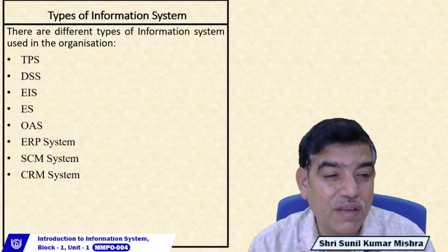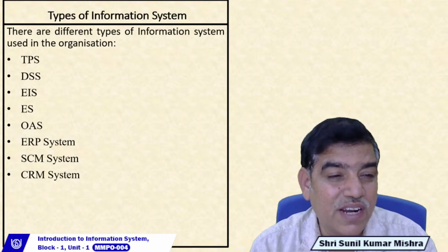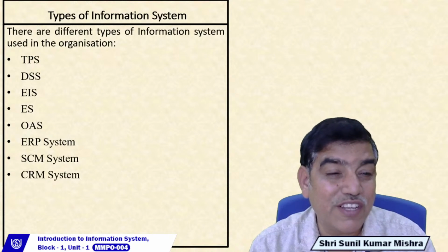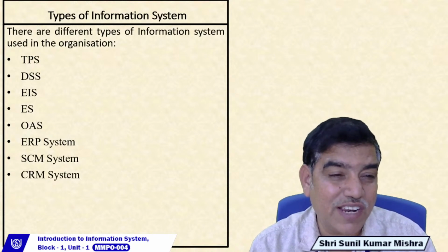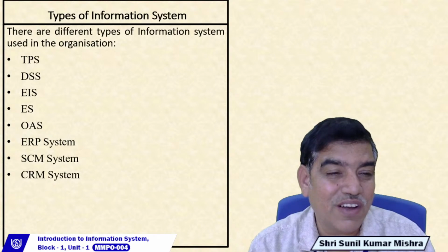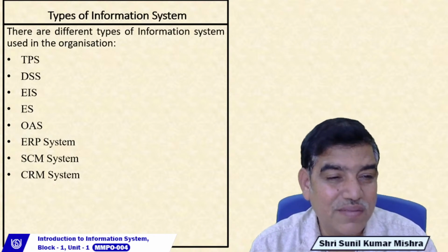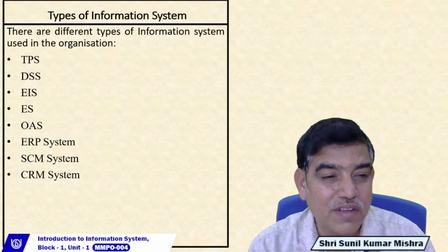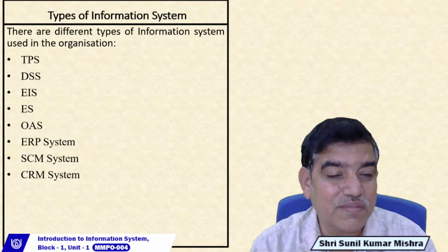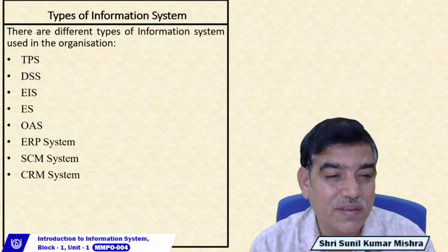Then MRP1 was developed and new software came, called MRP2. MRP2 stands for Manufacturing Resource Planning. In a manufacturing organization, there are different departments. All the departments are integrated and all the processes are executed smoothly. So that's why the name is Manufacturing Resource Planning.